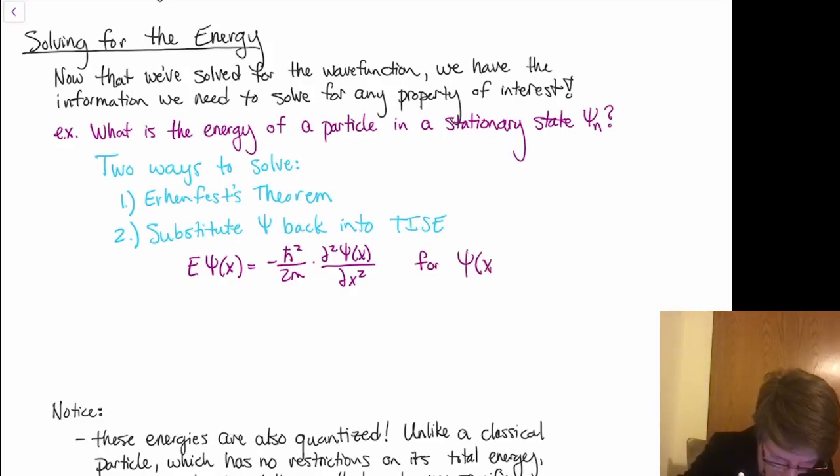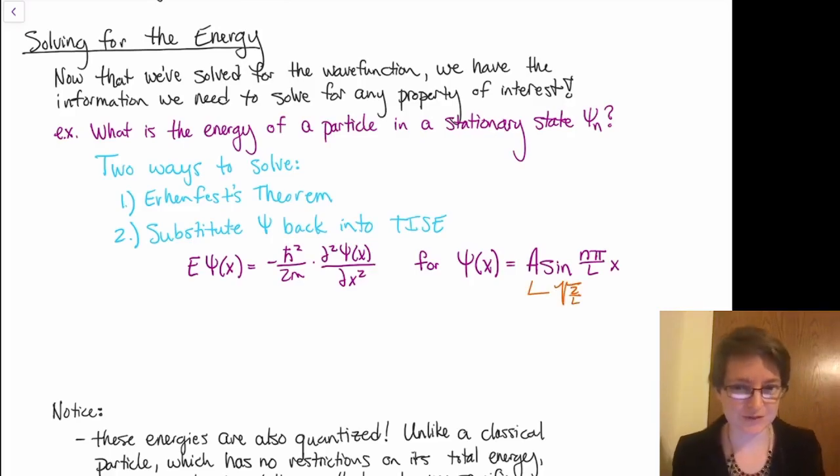And just so you have it here in the notes, remember that our wave function is equal to A sine of n pi over L times x, where A is equal to square root of 2 over L. For the purposes of doing this exercise, I like to just leave it as A because your math will look a tiny bit cleaner.